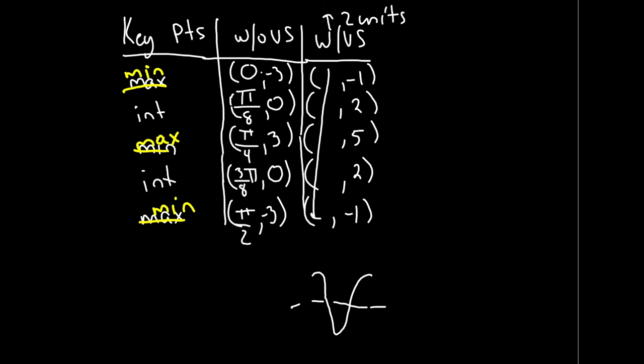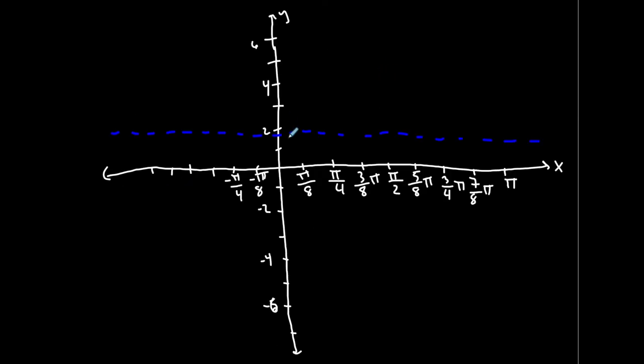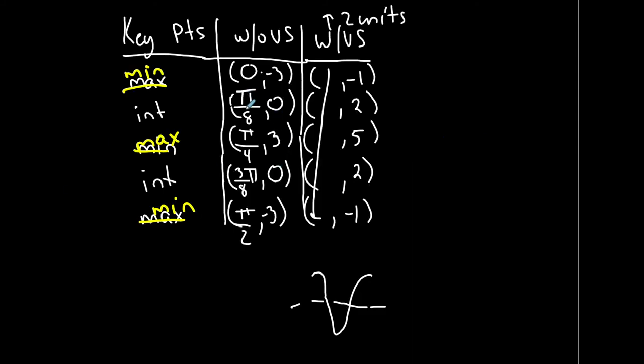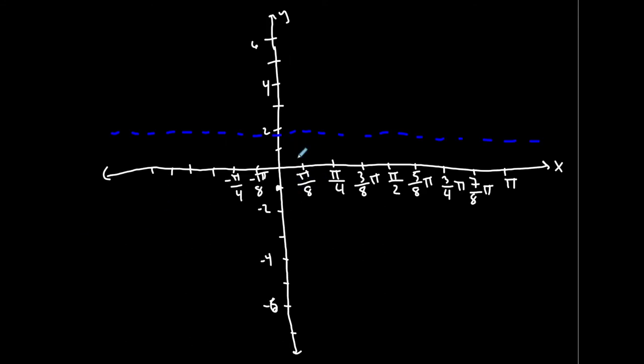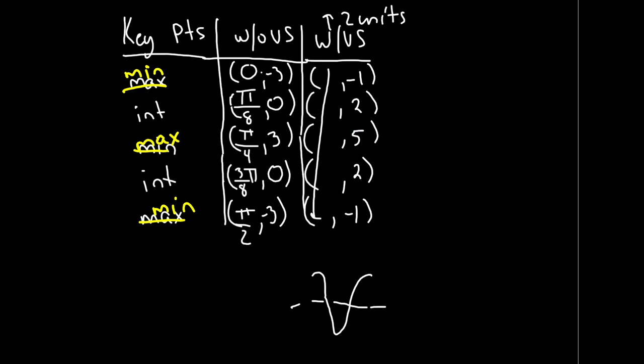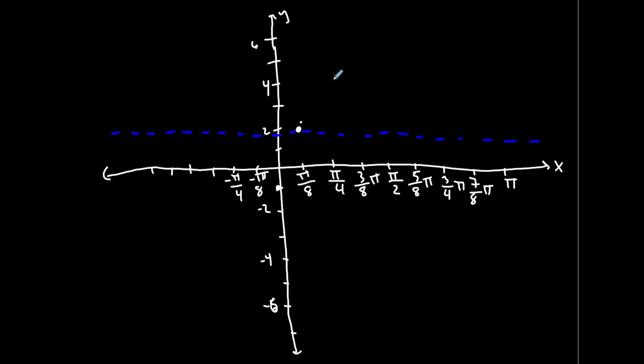Now let's look at our points. First point is at 0, negative 1. Let's draw that. 0, negative 1 is here. Our next point is at pi over 8, 2. Our next point should be at pi over 4. Let's see. Go to it. Pi over 4, 5.